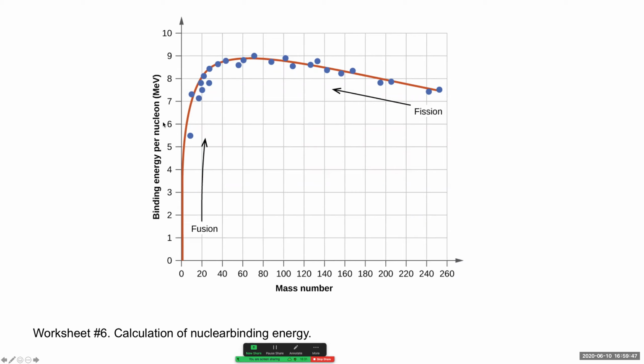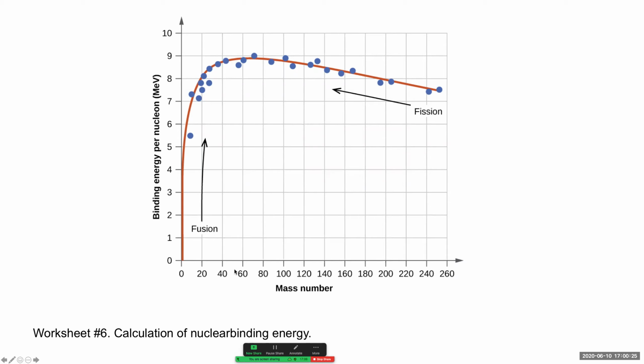And if you divide by the number of nucleons that are in the nucleus, the total number of neutrons plus protons, you get this binding energy per nucleon. This scales in million electron volts, MeV. It could be in joules, could be in calories, any energy unit. But million electron volts, MeV, is pretty common when you're talking about units of energy in nuclear chemistry and nuclear radiation.